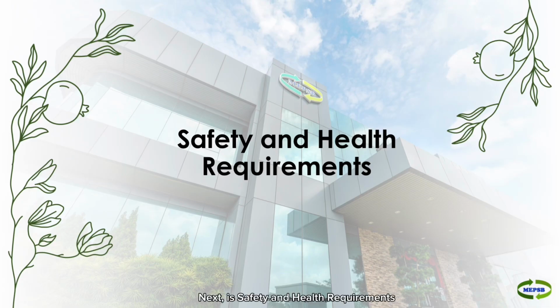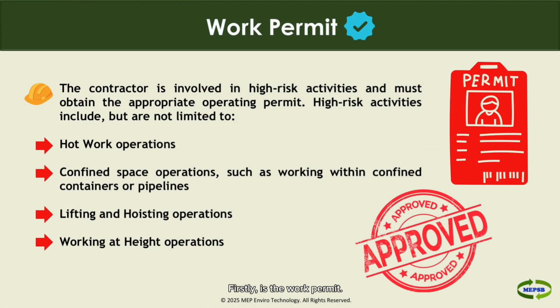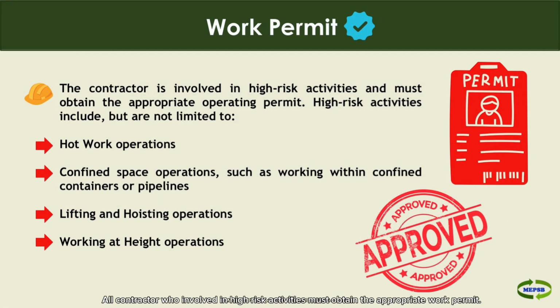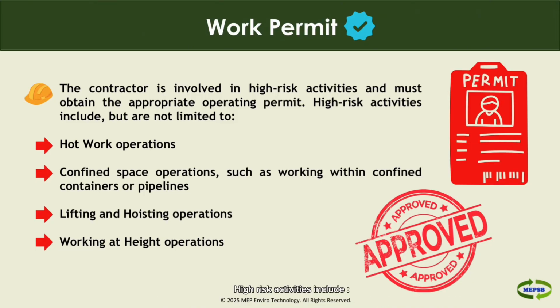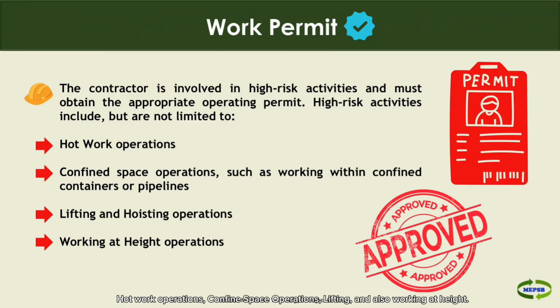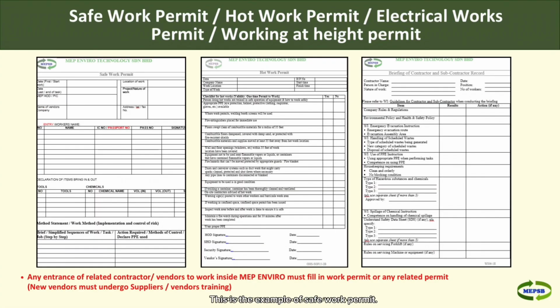Next is safety and health requirements. Firstly is the work permit. All contractors who are involved in high-risk activities must obtain the appropriate work permit. High-risk activities include hot work operations, confined space operations, lifting, and also working at height. This is the example of a safe work permit.